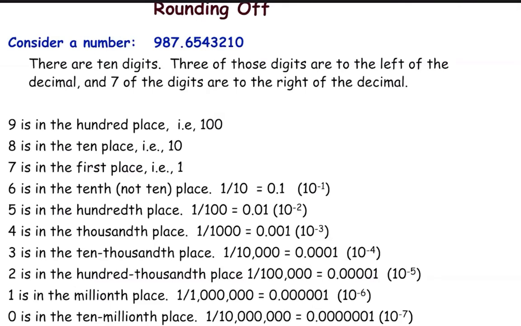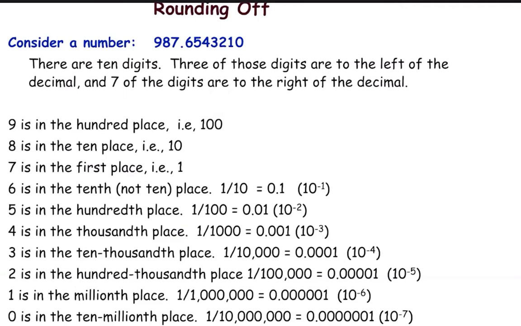So the 9 is the 100 place, not the 100th, but the 100 place, like 900, 500, 300, okay? Because that's 3 digits to the left of the decimal. So the third place to the left of the decimal is your 100 place. The 8 is your 10 place, not 10th, but 10, like 10, 30, 40, okay? Your 7 is your first place, 1, 9, 8, etc.